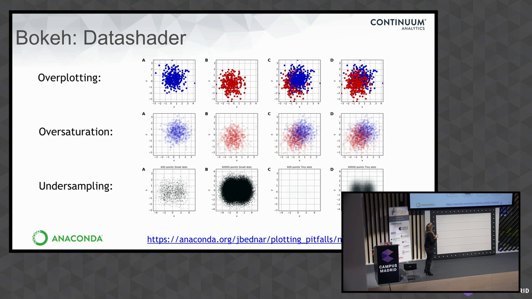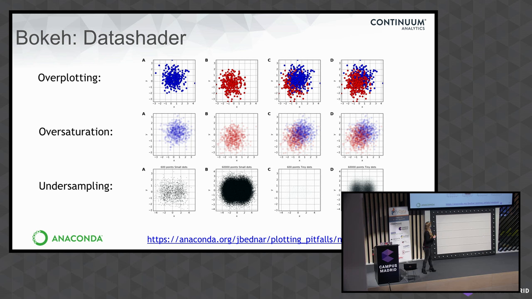Here we have two distributions that have exactly the same number of points. But depending on the order in which you render those points, you might have the sense that one has more points than the other. Here we're seeing that blue is more dominant, and here red. And that's misleading because they actually both have the same number of points.